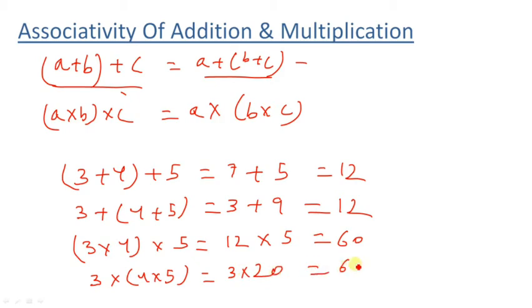So both are same. So in this way associative property of addition and multiplication is obeyed in case of whole numbers. Okay. So associative property is obeyed by whole numbers only in case of addition and multiplication. Okay. Now distributive property, this is one of the most important properties of whole numbers. Okay. It is distributive property.